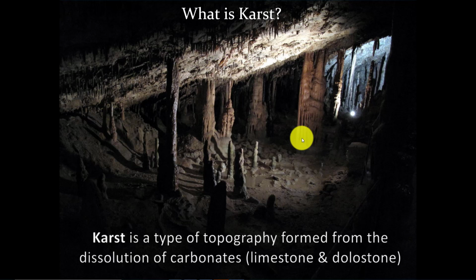Before we move on, let's just get this out of the way and define what karst is. Karst is a type of topography formed by the dissolution of carbonates. When I talk about carbonates, I'm talking mostly about limestone and dolostone.